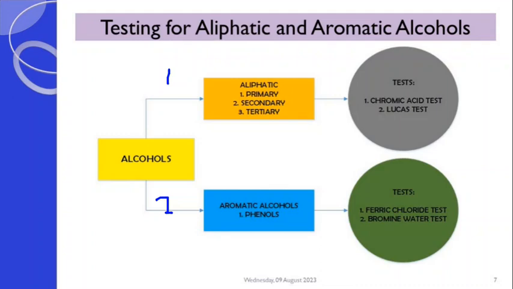For aliphatic alcohols, there are two tests: the chromic acid test and the Lucas test. For aromatic alcohols, which are phenols, we are looking at the ferric chloride test and the bromine water test. In the next slide, we'll be looking at the various tests. Please stay tuned and let us learn this together.